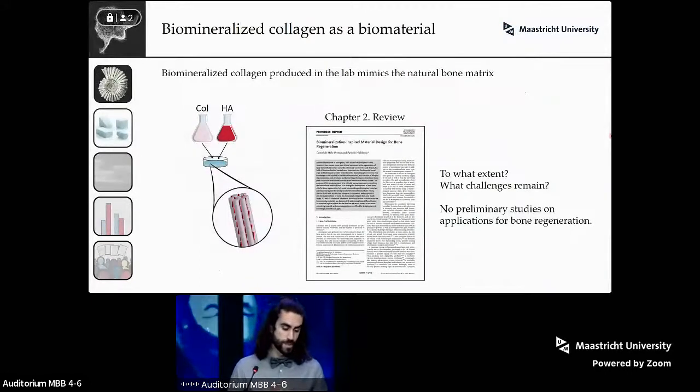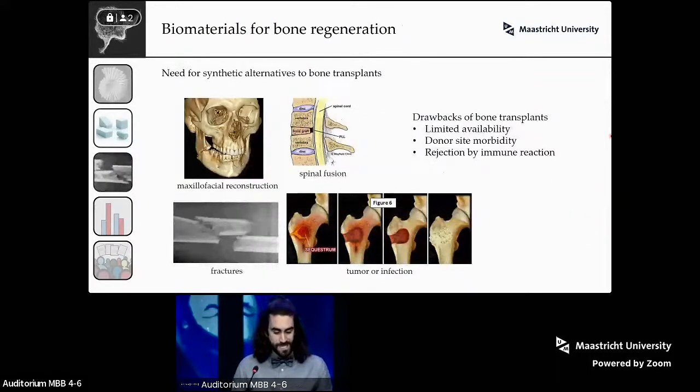To what extent does biomineralized collagen replicate the native structure of bone? What challenges remain in bringing it closer to our native tissue? And one of my main conclusions was that there are not that many preliminary studies looking for applications of this material for bone regeneration. And I think that this material stands as a good candidate for bone regeneration applications, because there's actually a need for synthetic alternatives to bone transplants in certain clinical situations.